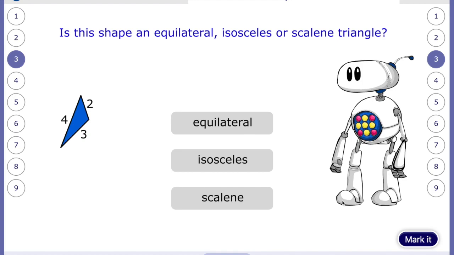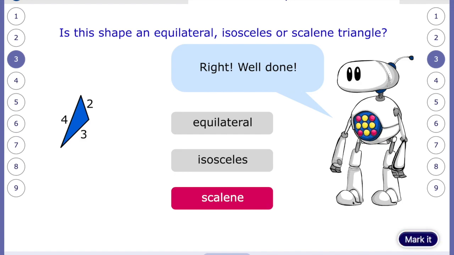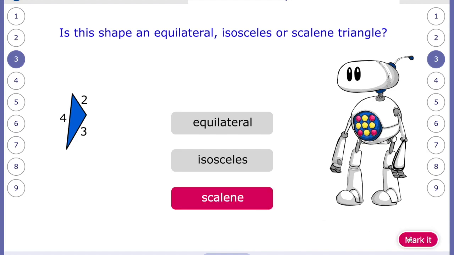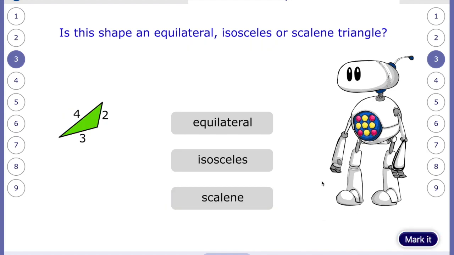And now look at this one. All the sides are different. So this is a what? Yay, that's right. It's a scalene. What about this one? Correct, it's an equilateral. And this one. That's right. It's a scalene triangle. Well done.